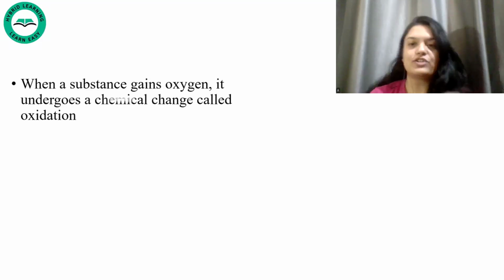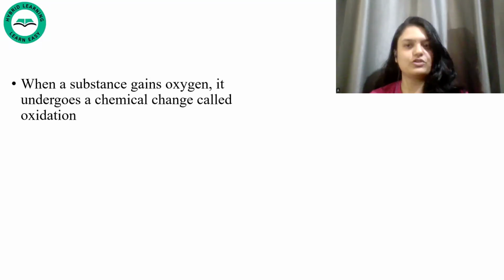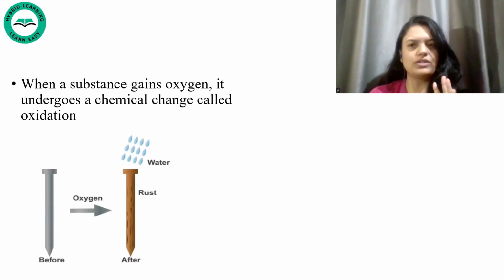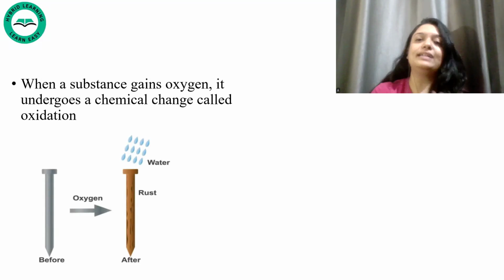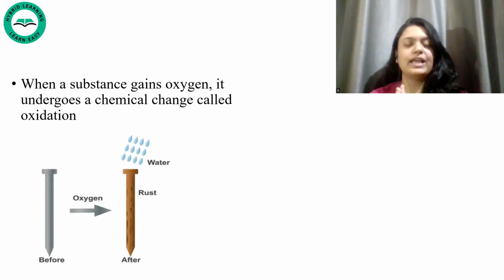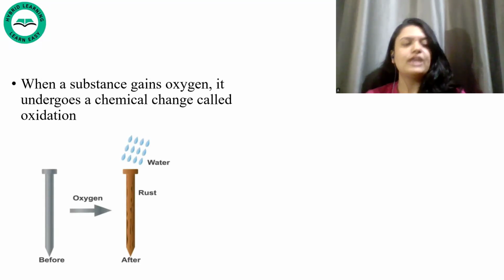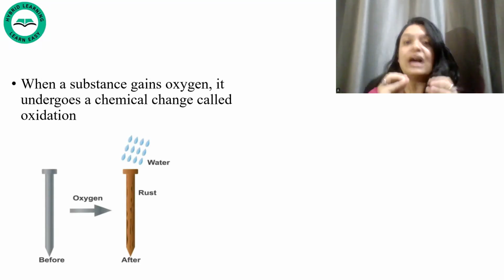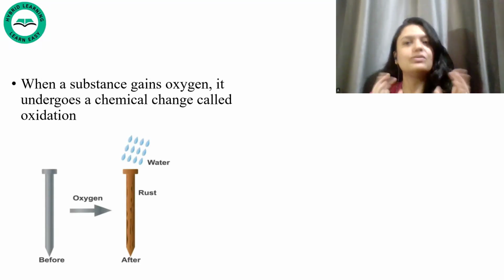Now, the next reaction that we are going to talk about is oxidation. Now, why is oxidation important? So, when a substance gains oxygen, that is called an oxidation process. So, why is it important? We are very familiar with the iron nails, right? And the rusting of the iron articles.